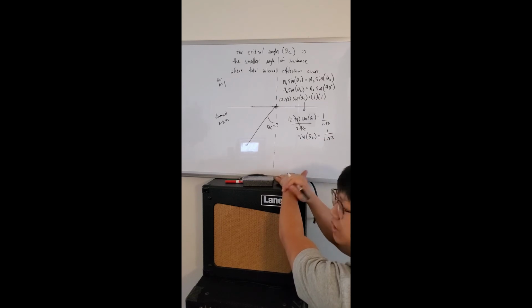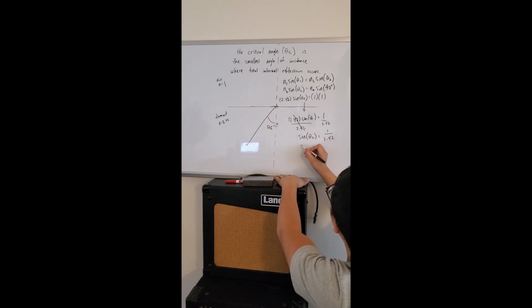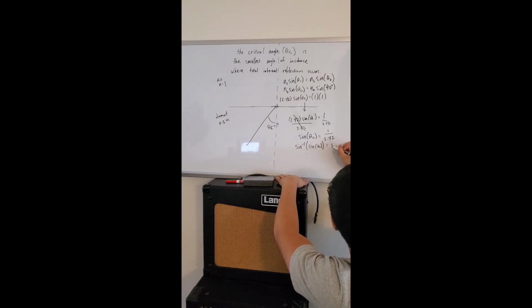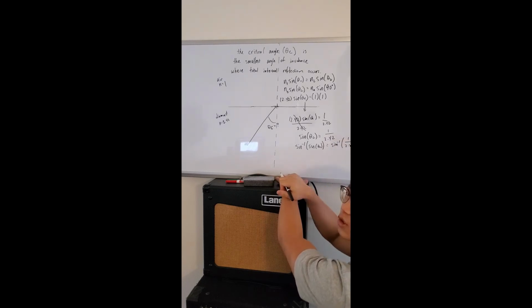Great. How do we get rid of this sine? Oh, well, like I said earlier, we're going to take the inverse sine of both sides. So we get the inverse sine of 1 over 2.42. Let me see if I can show you my calculator and see what we end up getting.